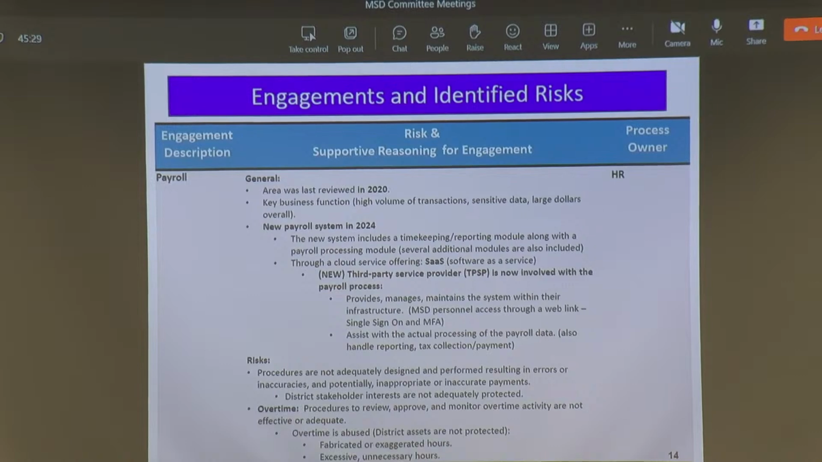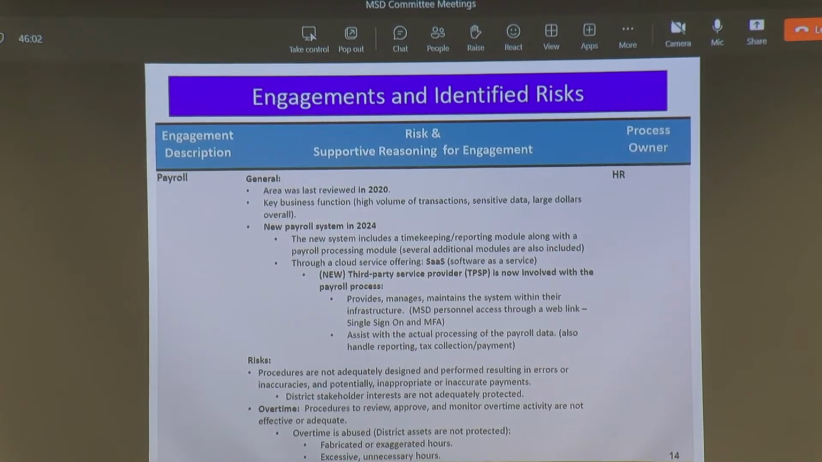The system is through a cloud servicing offering, so it is not on site or within our infrastructure. It is through a SaaS, which stands for Software as a Service. So we have a new third-party service provider, and they provide, manage and maintain the system within their infrastructure. We access the system through a web link. They also assist with the payroll processing, and they handle tax reporting and tax collection. So there's another third-party service provider we have to look at here.